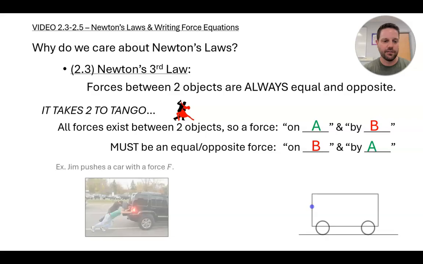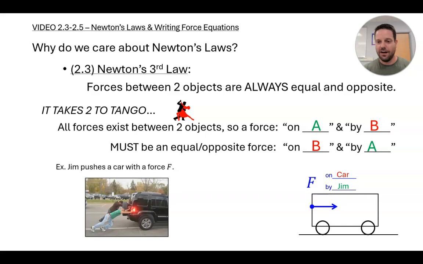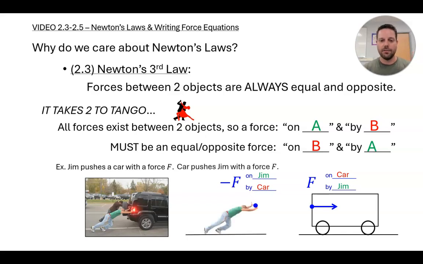So let's take a look at a familiar example here where we have Jim pushing a car. So Jim pushes on the car, right? So there's a force on the car by Jim. What Newton's third law would say, if we switch, is that there would be an opposite but equal force on Jim by the car. And so these have to be the same magnitude or same strength, just in opposite directions, according to Newton's third law. This is very helpful in complicated problems where we have multiple objects because it creates a shared variable as the force between them.